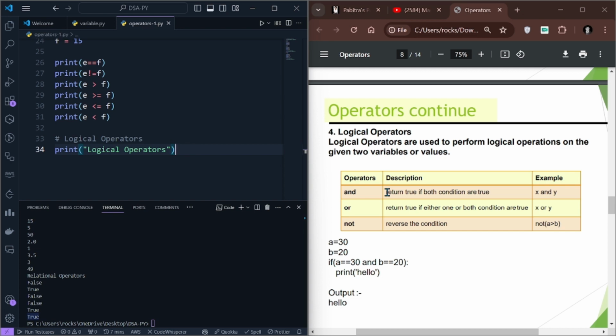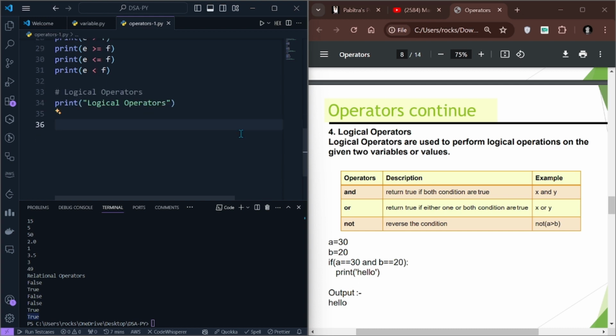Then we have the or operator. It returns true if either one or both conditions are true. That means maybe one condition is false and another one is true. At that time true will be prioritized and true will be printed. And then we have the not operator, which reverses the condition. That means if the output should come true, it will return false, and vice versa. So let us check how it works.